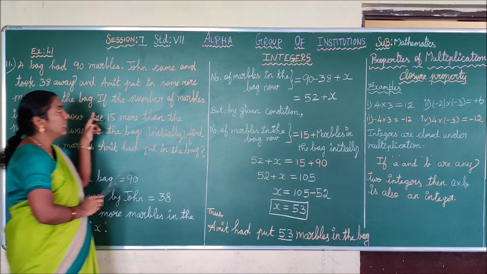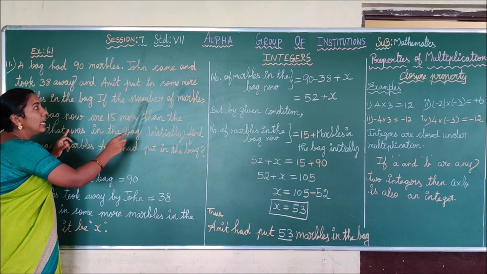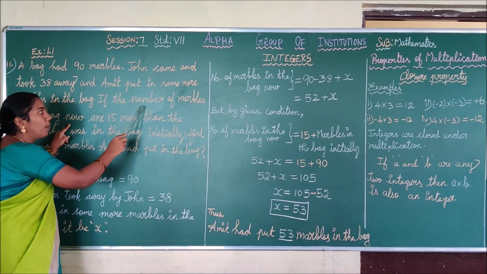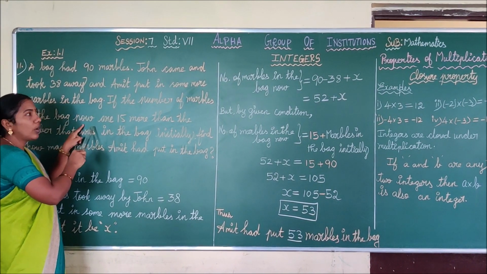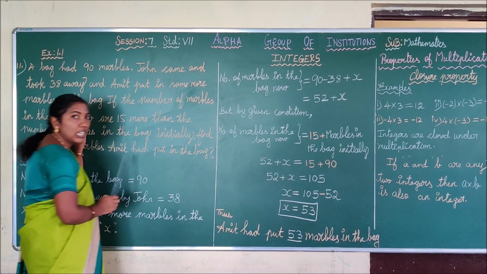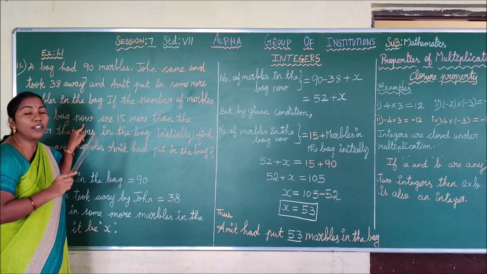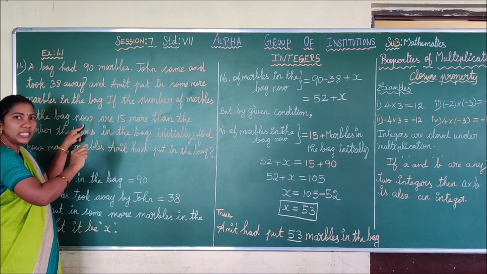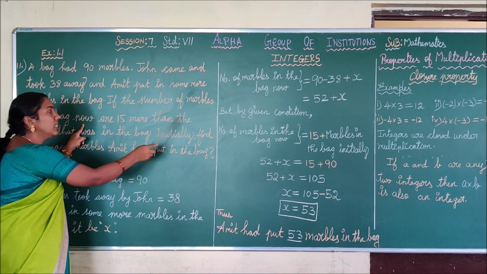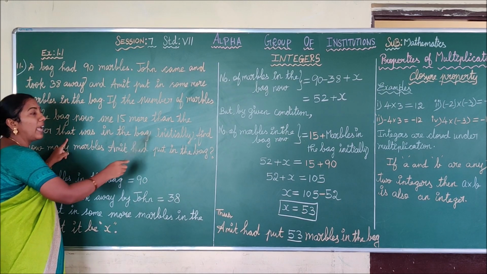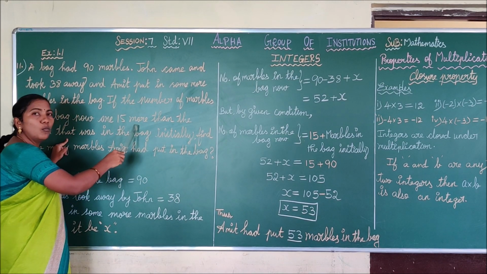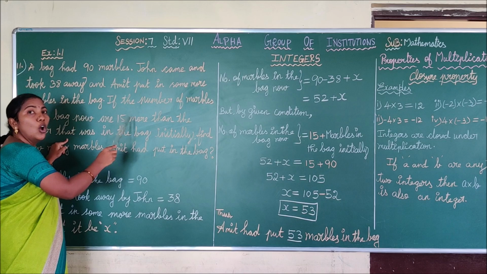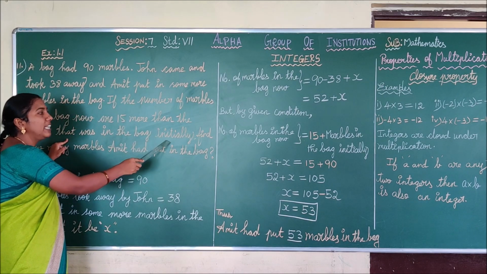See the next condition given in the question. What is given in the question is, if the number of marbles in the bag now, what is the number of marbles in the bag now? Yes, 52 plus X. They are equating this expression to what? See here. The number of marbles in the bag now is equal to 15 more than the number that was in the bag initially. 15 more than. More than means what is the operation here you have to use? Yes, addition. That is 15 more than the number that was in the bag initially.